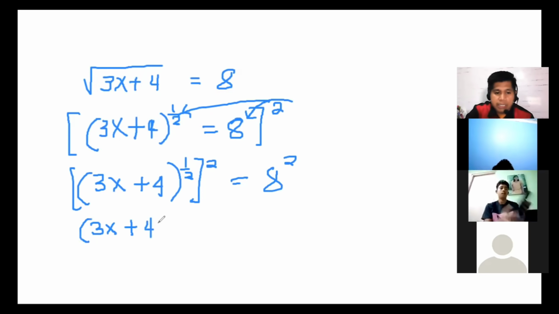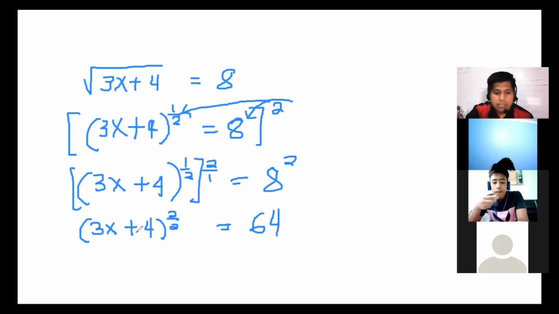So we get 3x plus 4 raised to 1 times 2, which is 2. As we know, the denominator of a whole number is always 1, so 2 times 1 will give us 2. Now let's express 8 squared. 8 squared is equal to 8 times 8, or 64. Again, 2 divided by 2 is equal to 1. So we can express this as 3x plus 4 equals 64.